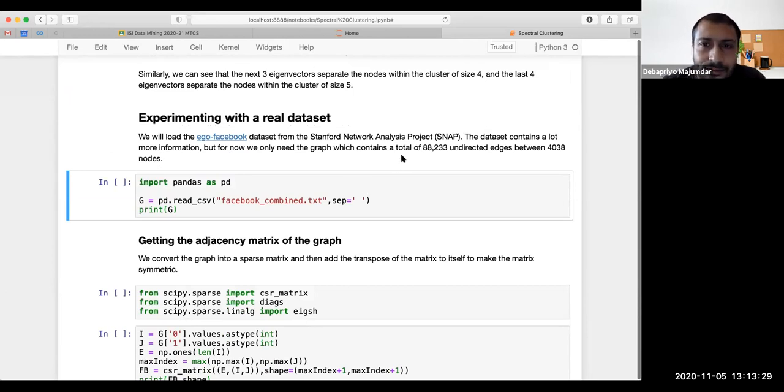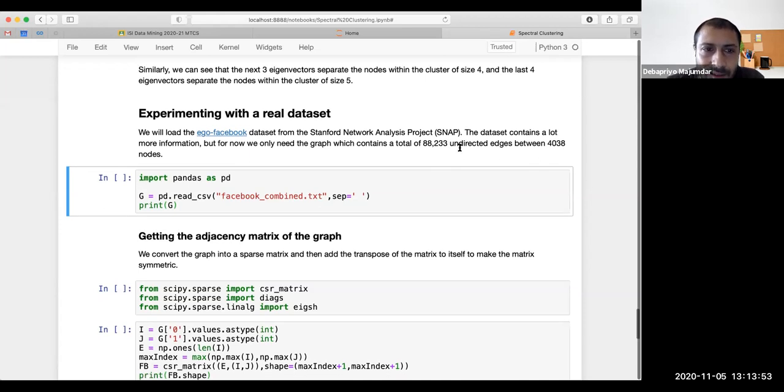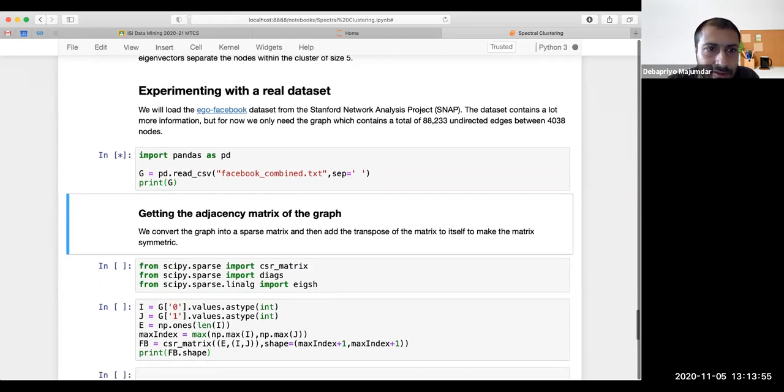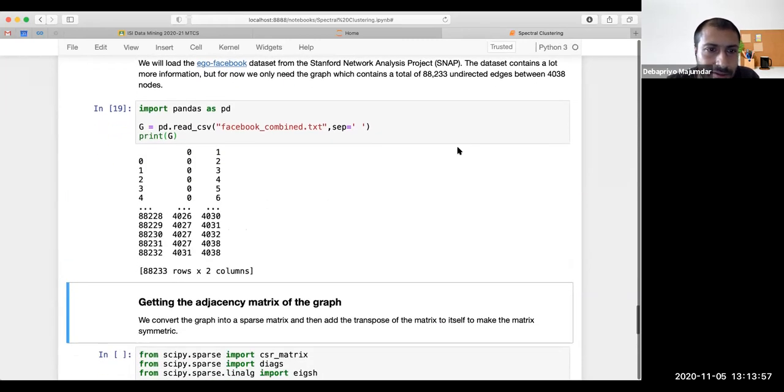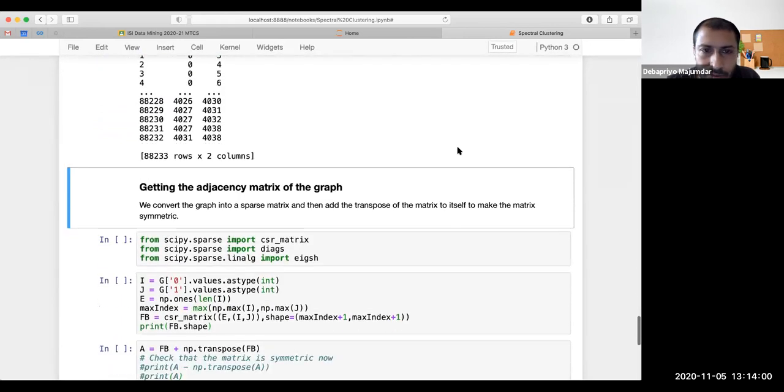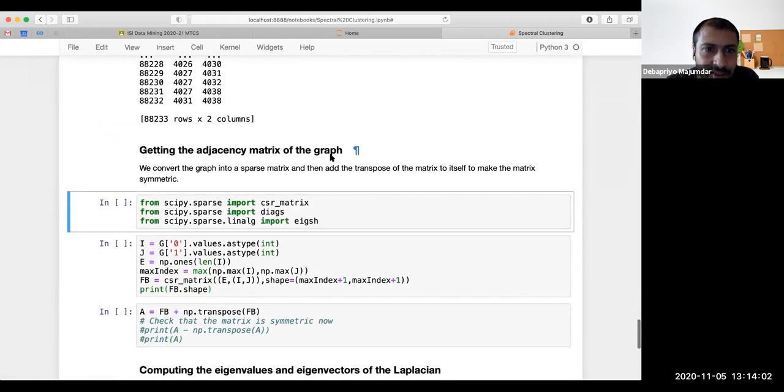This is from the Stanford Network Analysis Project. The links are there. I just downloaded this. This data set is not very big, so it's easy to work with for a quick hands-on like this. There are about 4,000 nodes and 88,000 undirected edges. So let's just do that. This is it, and then we will get the adjacency matrix of the graph.